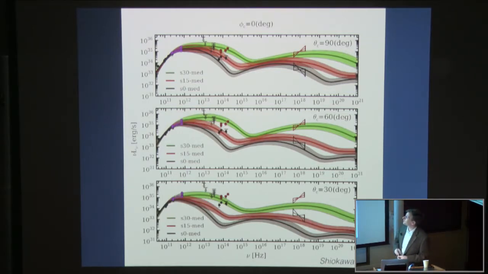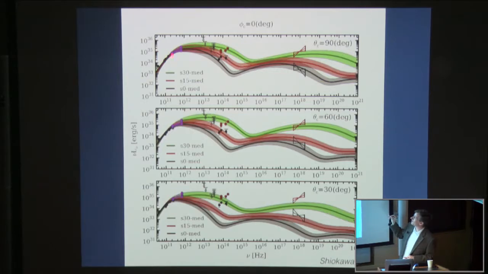Okay, so that has a profound effect on the spectrum. We've normalized these things by requiring that they give the right 1.3 millimeter flux. But you can see that as we tilt the disk, we're getting more and more emission in the infrared. And in fact, we're getting too much infrared emission here. So this exceeds the steady infrared emission limits from observations.